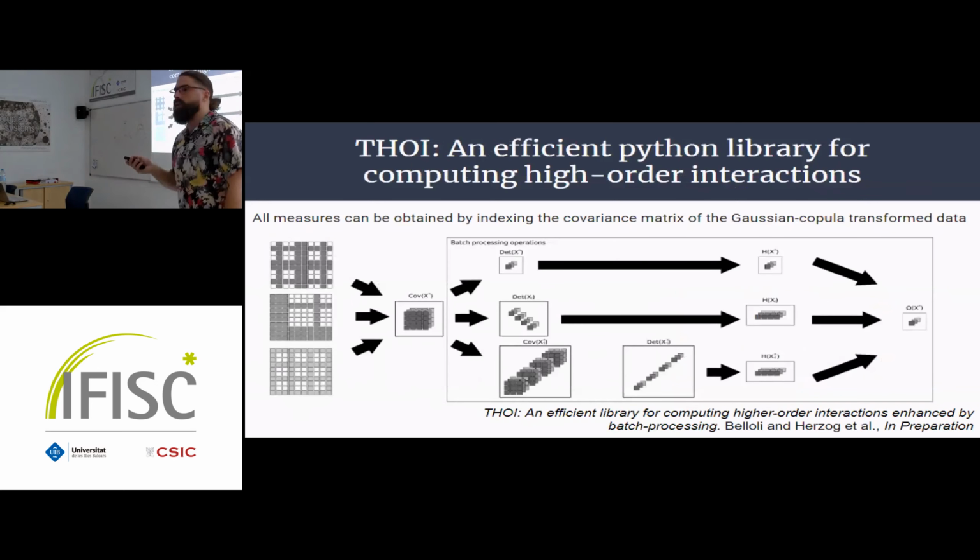Okay, so with this, the idea is that once you transform your data into a Gaussian space, you can just take the covariance matrix and compute it just once, and then you will be computing all the different interactions. For example, here in gray, we have an interaction of 1, 2, 3, 4 variables at the same time.